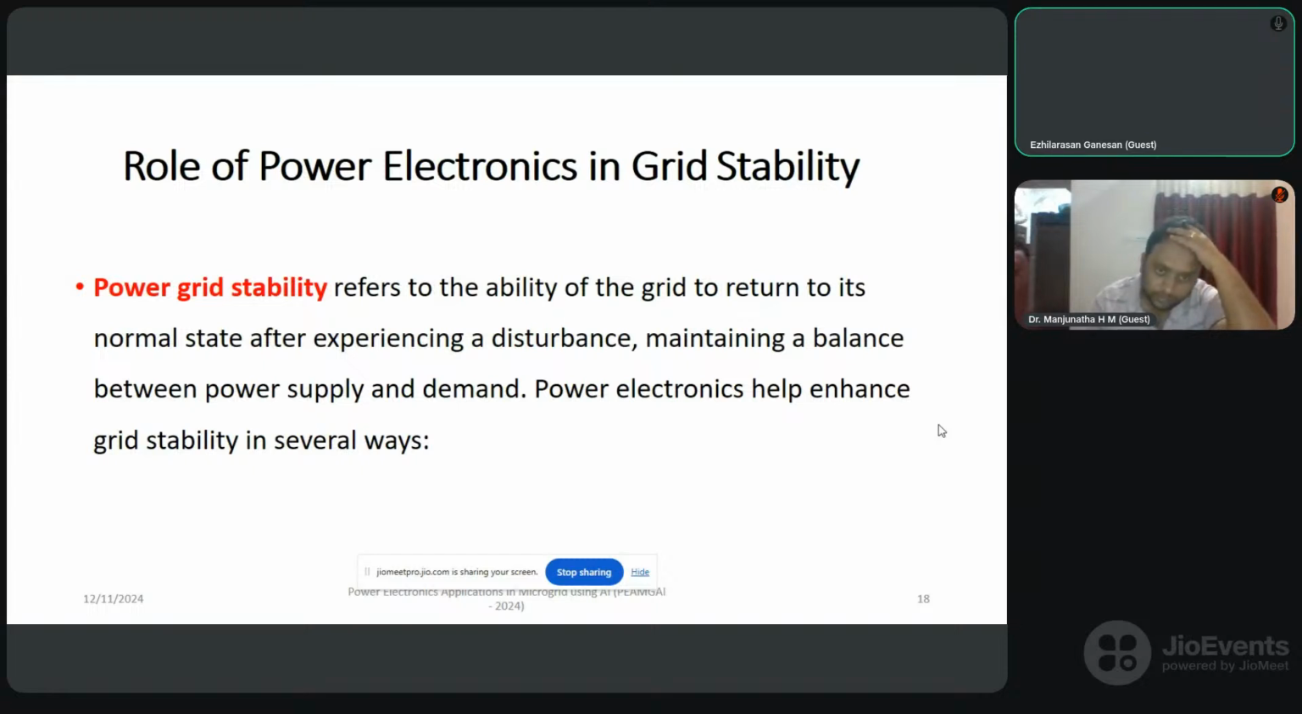Power grid stability is the ability of the grid to return to normal state after experiencing a disturbance, maintaining a balance between power supply and demand. Power electronics helps enhance grid stability in several ways. We'll say what the ways are in the next slide. So power grid stability is very, very important.